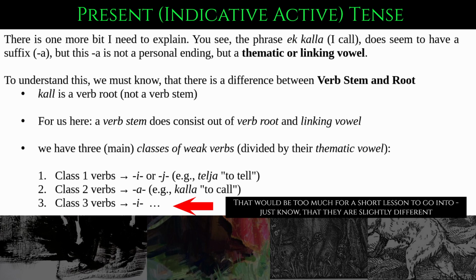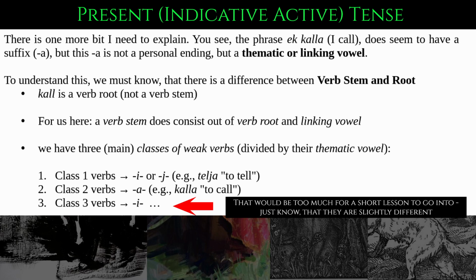Now, this was technically the main part of today's lesson, but there is a little bit more I would need to explain. You see, the phrase ek kalla, which means I call, as well as I do call and I'm calling. More on this later. Here, it seems to be that the verb kalla has an ending a, but we did say the first person singular does not have any suffix as a personal ending, and that is still true.